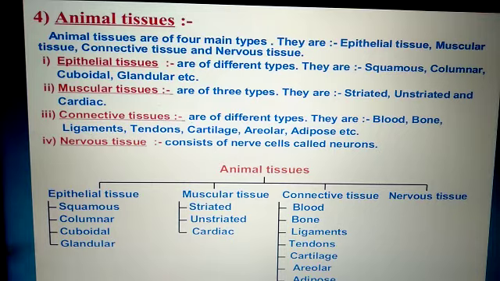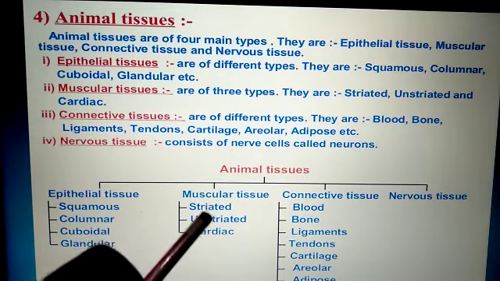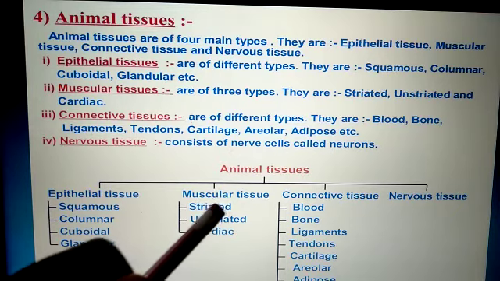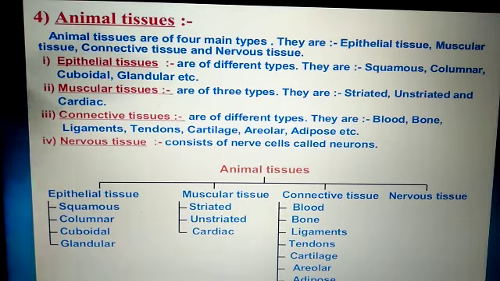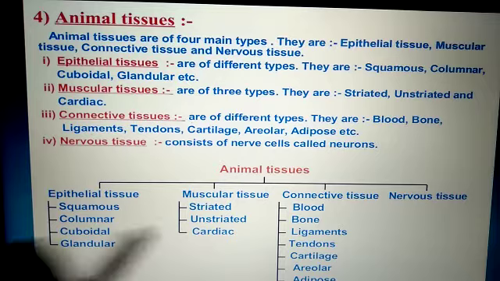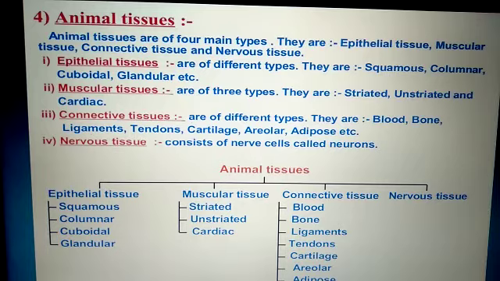Then the second one is muscular tissue. Muscular tissue helps basically in movement and locomotion. These are of three types. First is striated muscular tissue, also known as skeletal tissue and voluntary tissue. Unstriated tissue is also known as non-skeletal tissue and involuntary tissue. Why is striated tissue called voluntary tissue? Because striated tissue is under the control of our will.